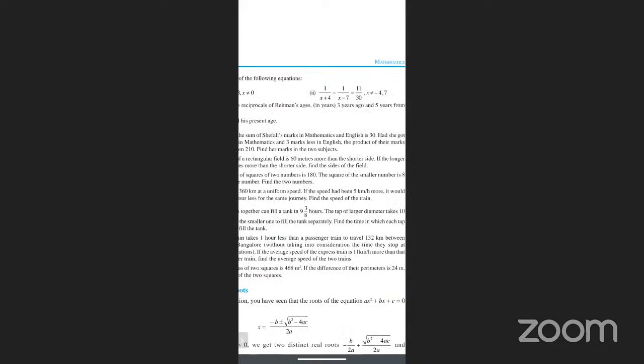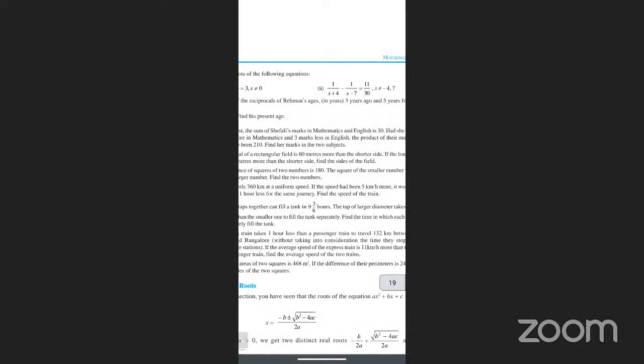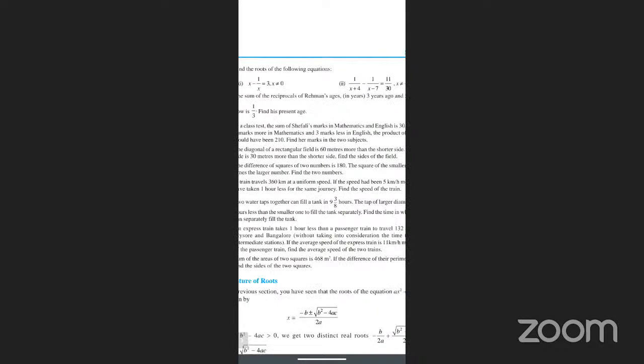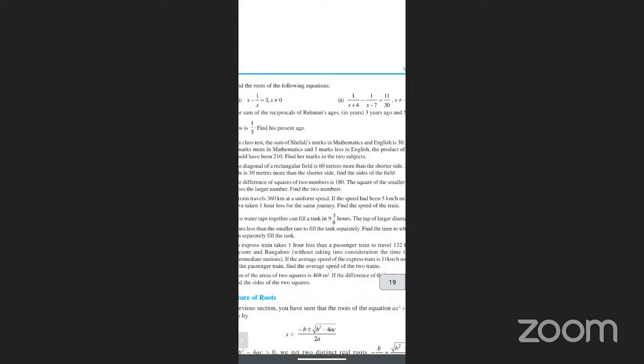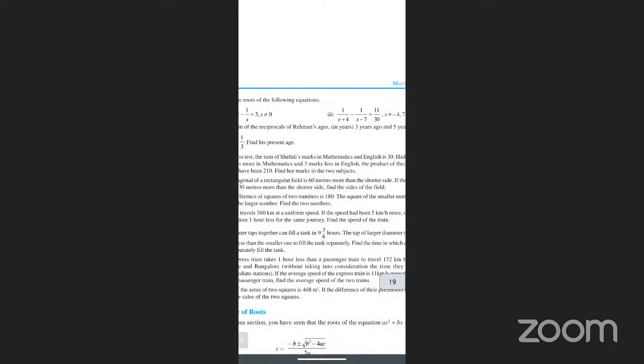They say the difference of squares of two numbers is 180. Okay, there are two numbers, they are squares and the difference between them is 180. The square of the smaller number is 8 times the larger number. Find the two numbers, they say. This is the thing which you have to take from here.